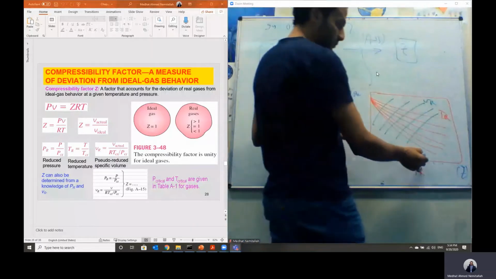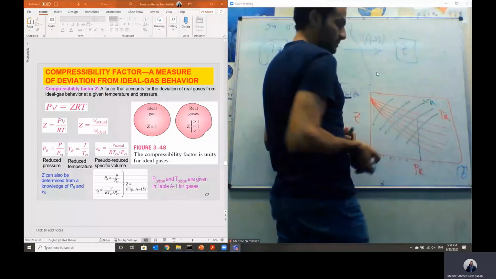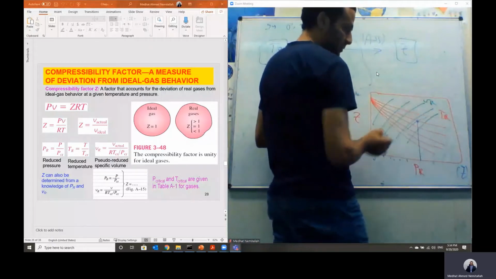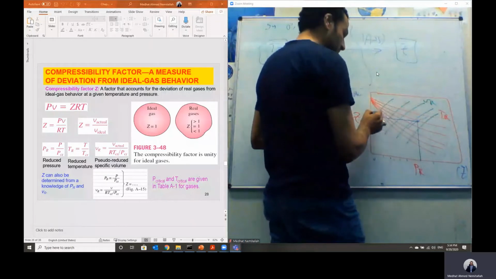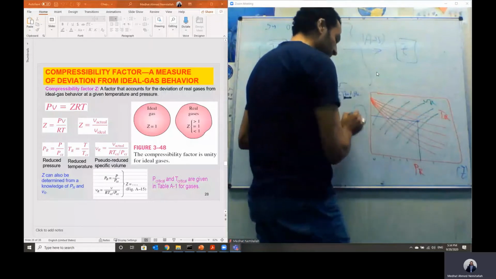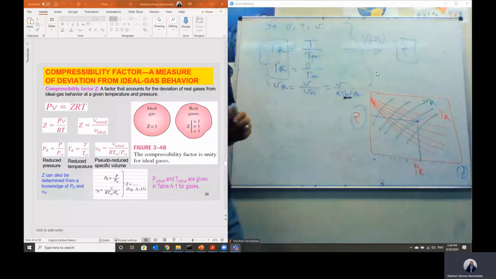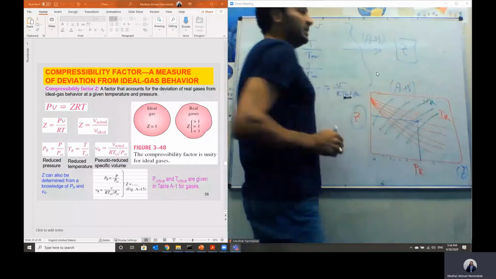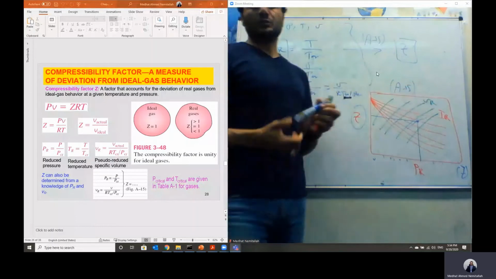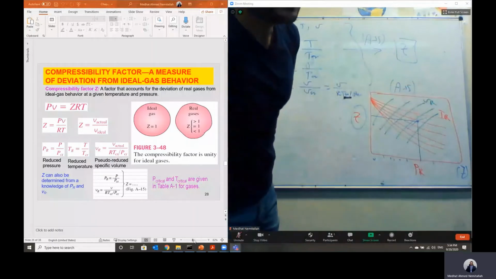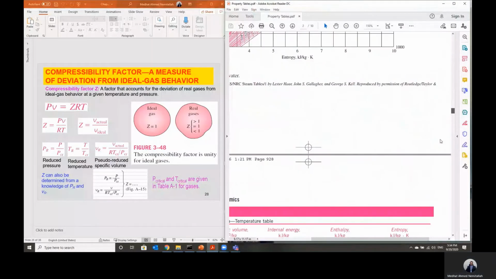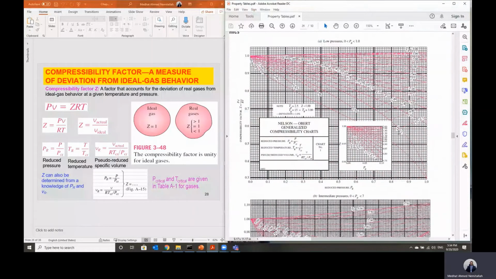So at a given value of reduced pressure, I can just go up until it intersects with the proper line of reduced temperature. Then I can go here, and I can calculate the value of the compressibility factor, Z. And this chart is chart A15 on your tables. So let's look at this chart. This is the chart. Yes, this is chart A15.